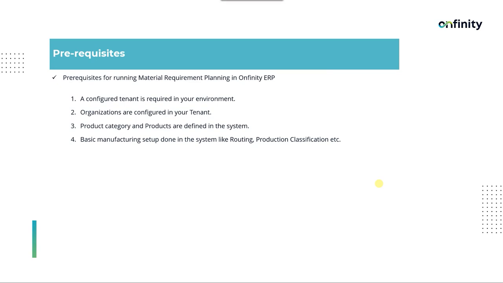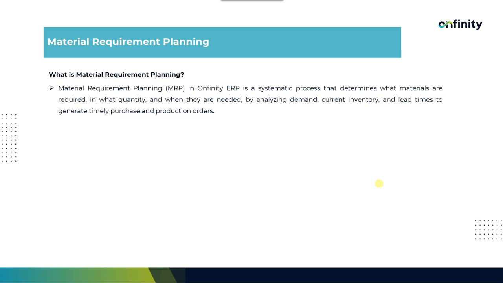Before running material requirement planning in Onfinity ERP, a configured tenant is required. Organizations should be configured, product categories and products should be defined, and basic manufacturing setup like routing and product classification should be completed. Now understand what material requirement planning is.